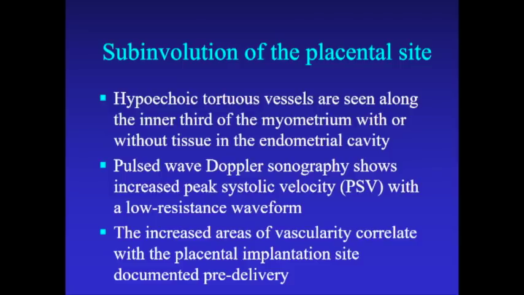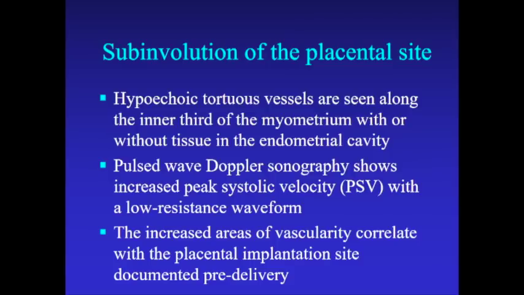So what is subinvolution of the placental site? Well, I mentioned that the adherence to the uterus is different in the second trimester than in the third trimester. And what the placenta needs to do is to invade the myometrium. That's how it gets the vascularity to the fetus. That's how it is able to deliver oxygen and other nutrients. So you see hypoechoic tortuous vessels along the inner third of the myometrium without any tissue in the endometrial cavity.